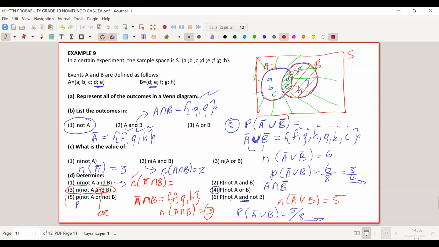So we're looking for this part. So what's not in A? What's not in A is going to be F, G, and H. And what's not in B? What's not in B is going to be A, B, C. Can you guys see this? They do not intersect, because over here, this is our A and this is our B, right?